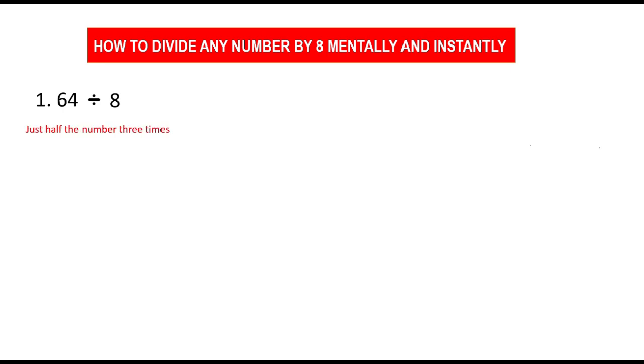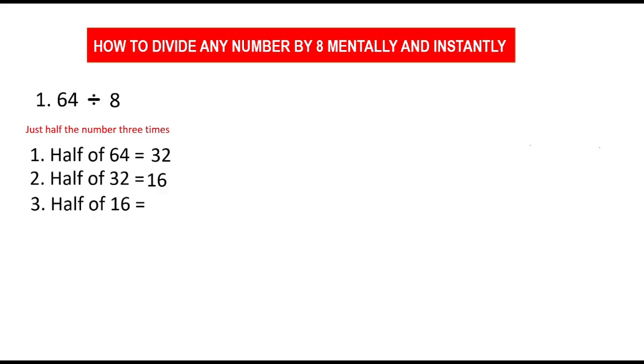So when you say 64 divided by 8, the first half of 64, that is 64 over 2, will give you 32. And then the second half, which is the half of 32, will give you 16. And then the third half of 16 will give you 8. That is 16 divided by 2 will give you 8. So your answer is 8. So this is how to easily divide any number by 8.